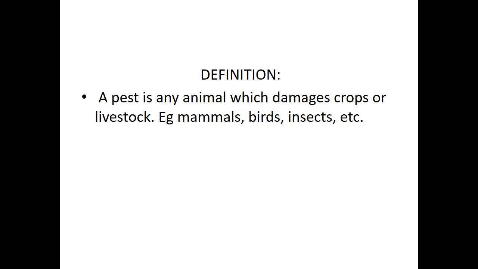Pests. A pest is any animal which damages crops or livestock. Any animal that causes damage to our crops or livestock is considered a pest, like the mammals, the birds, the insects. The mammals include the rat, the rabbit, and the rest. The birds, the quelea bird, and the rest. Insects and others.